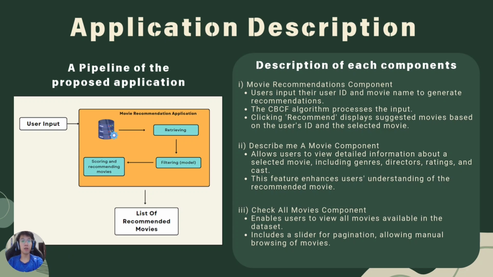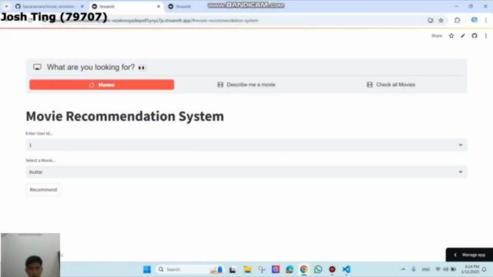And lastly is the third component, the check all movie component. This allows the user to see all the movies in the dataset, including the ones that are not being recommended. This allows the user to see all the movies if they don't want the recommendation system to recommend to them. And also it includes a slider for pagination and allows manual browsing of the movies. Thank you. I am Josh.